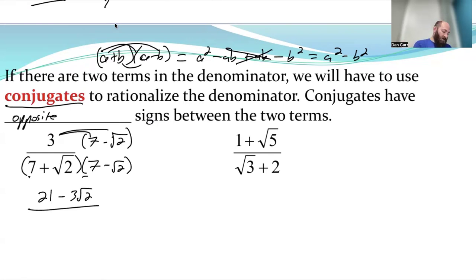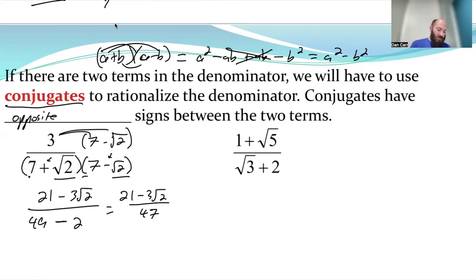Just take 7 times 7 is 49. Root 2 times a negative root 2 is a 2. That's a positive and a negative, so it's going to be a minus 2 here. Okay, and then the only other thing I can do is just subtract 49 minus 2. So we've got 21 minus 3 root 2 over 47. And that's it. That look a little better.